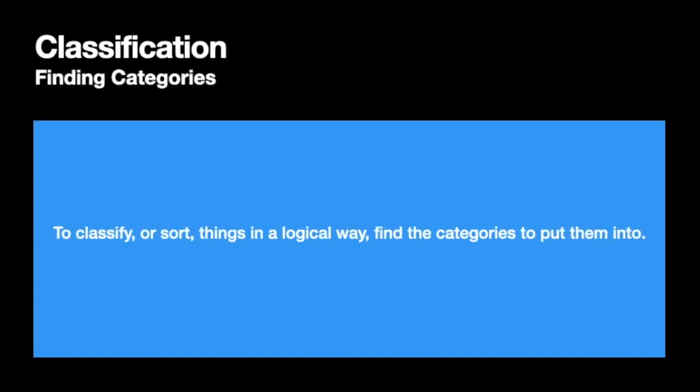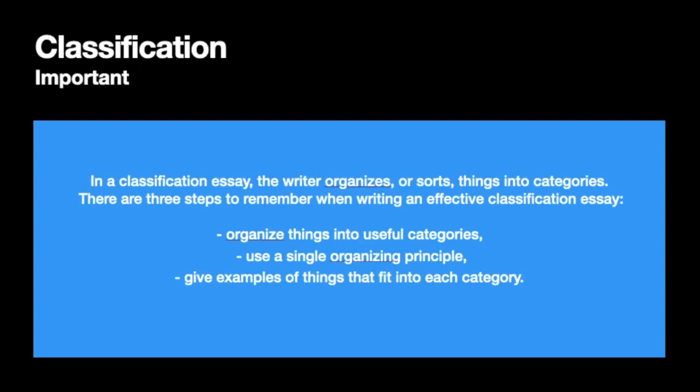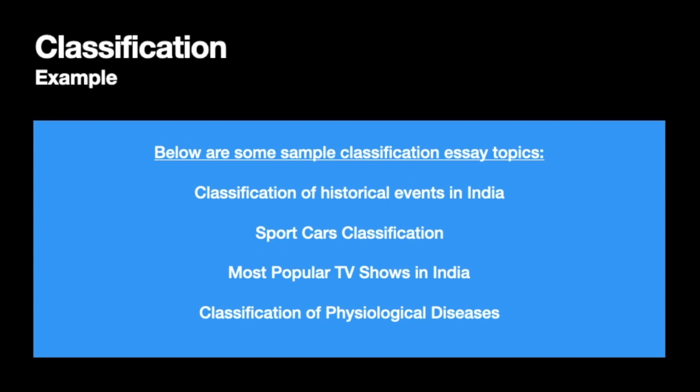When you're sorting things in a logical manner, you're putting them into a category. And how you're categorizing, you're organizing into more useful categories. Then there is one principle you're using to organize them, and giving an example which fits into the category. For example, if you're describing the historical events in India, it will be covering all the historical events. You cannot think of anything else which is not related to India, or which is not history. Something like sports car. When you are thinking of sports car, only sports car comes to your mind. So this is how it has to be done.